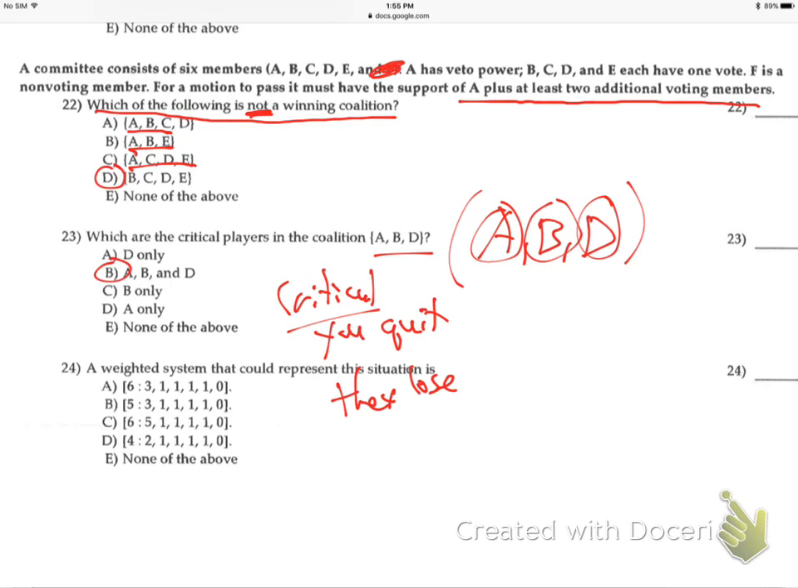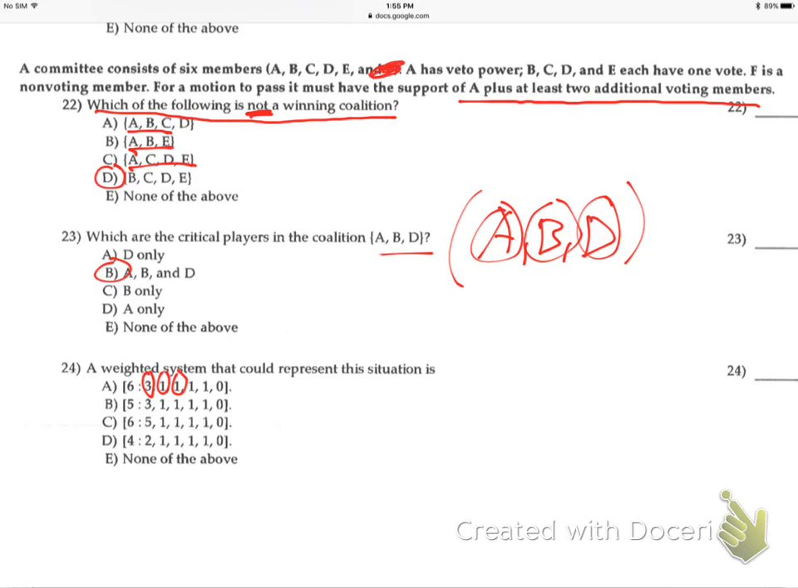Number 24. Now 24 is kind of a trick question. 24 says in the weighted system, which of these numbers is the same? Well, the trick is you got to have A and two others to pass anything, right? So let's go process of elimination. On A, you'd have 3 and 2 others. That would only be 5 votes. Now, they're trying to turn the words into a number scenario. And they're trying to say which of these number scenarios is going to really be the same effect as all those words. Well, what we want to remember is the words said you need A and 2 others.